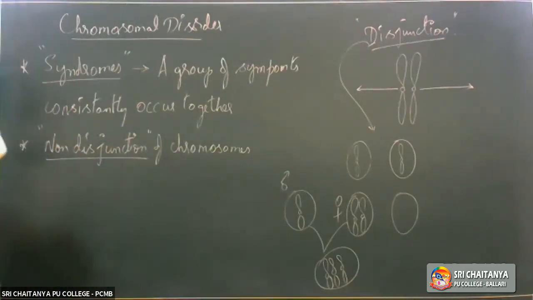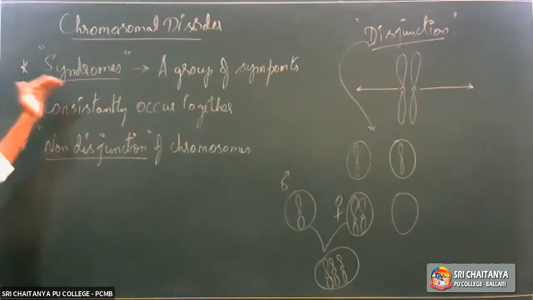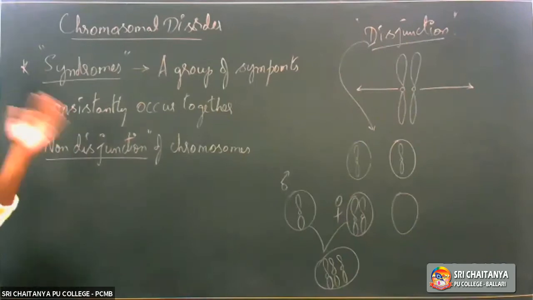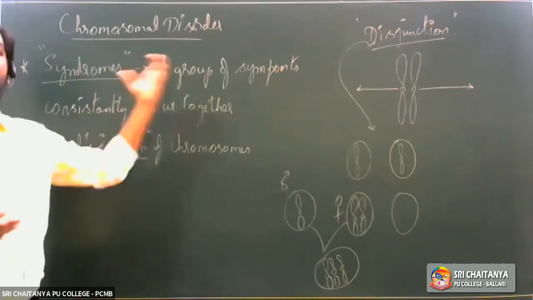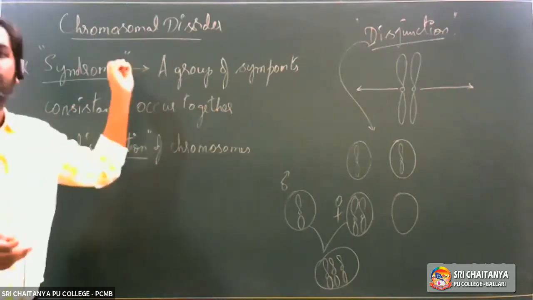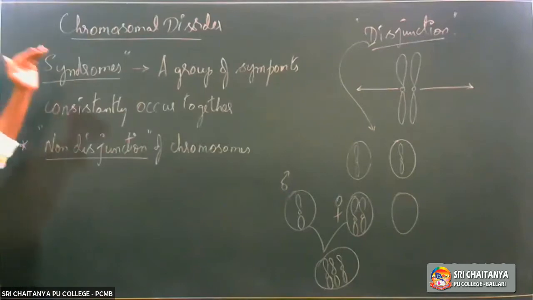So two important things you need to remember whenever you talk about chromosomal disorders. The first one is that all of the chromosomal disorders, we start calling them syndromes. So why do we call them syndromes? It is because they usually are seen as a group of symptoms which consistently occur together, right? So since a group of symptoms consistently occur together, we start calling it a syndrome.